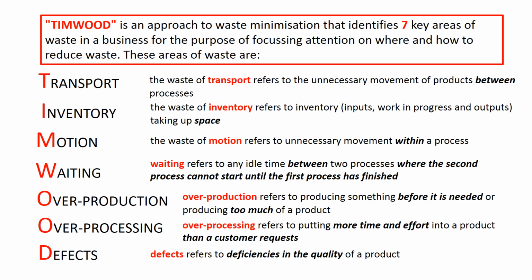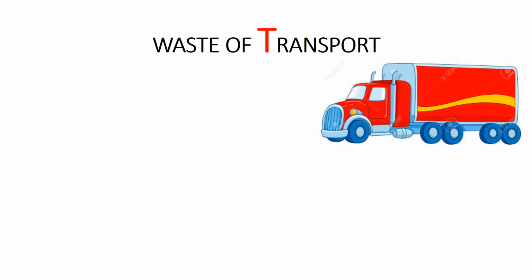Now, in a SAC or an exam, if you're asked to answer a question relating to waste minimisation strategies and the question is worth, say, only 3 marks, then you won't have the time, and it's not necessary, to describe each of these areas of waste. Instead, you'll need to think strategically about which are the most relevant areas of waste for the purposes of answering the question. The first area of waste identified by TIMWOOD is the waste of transport.